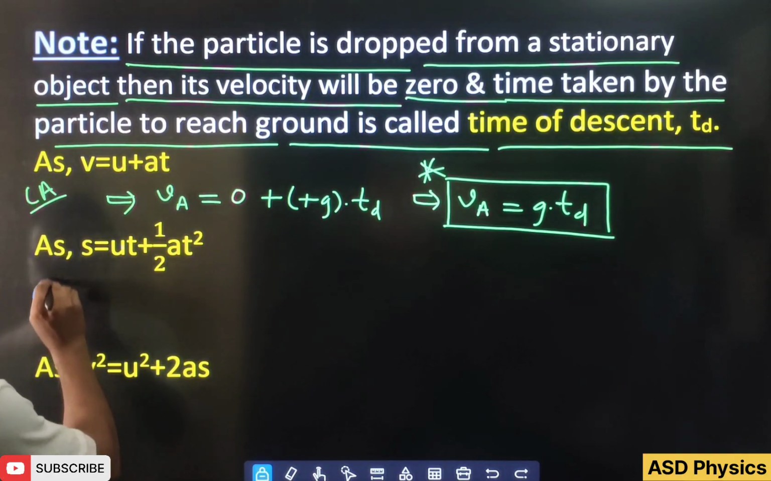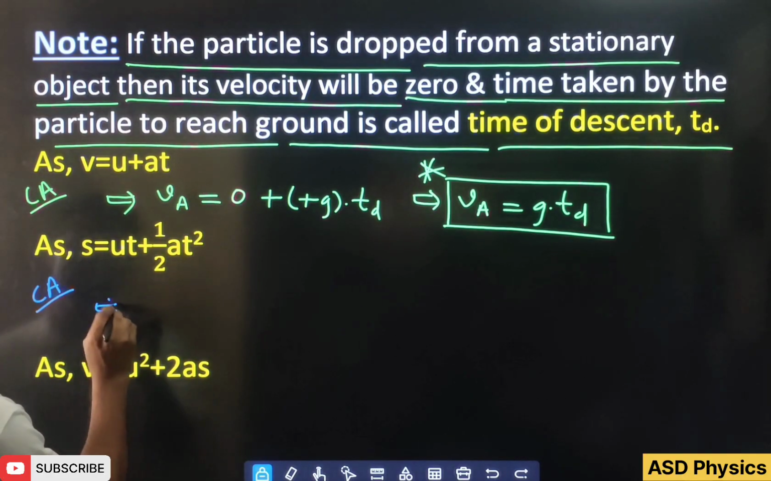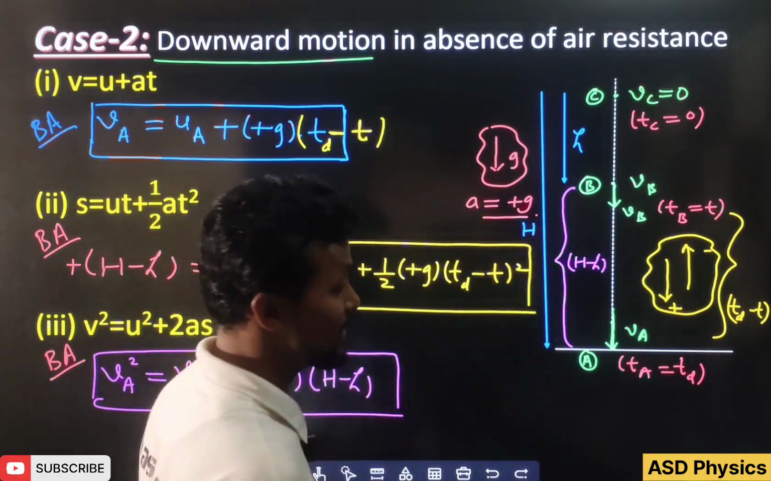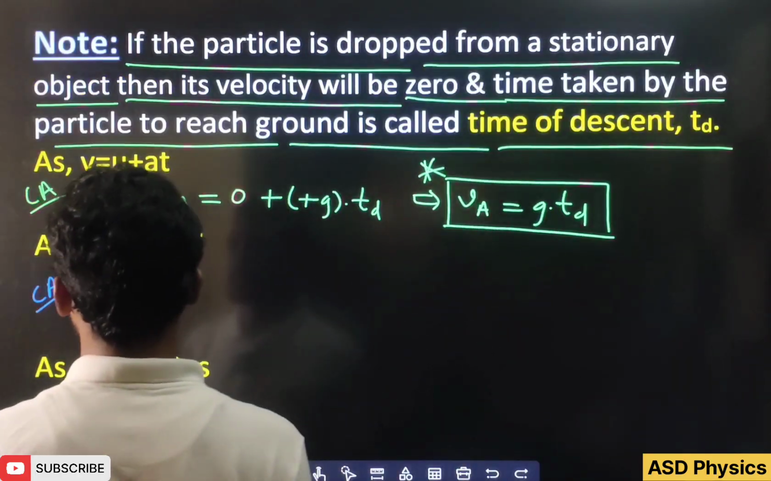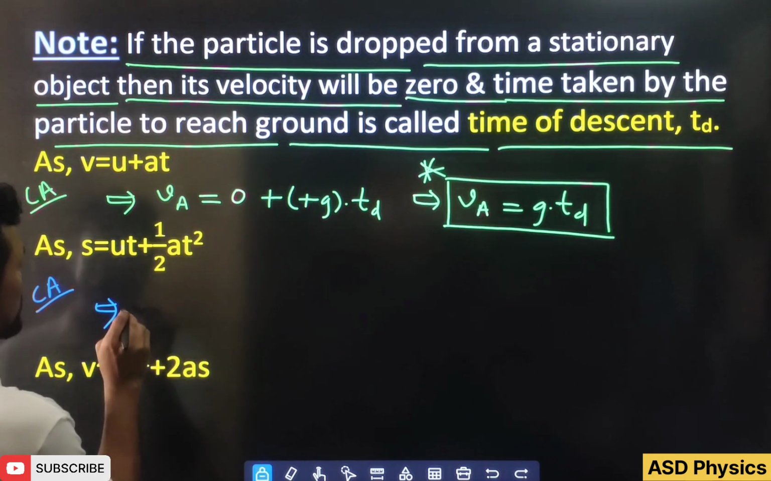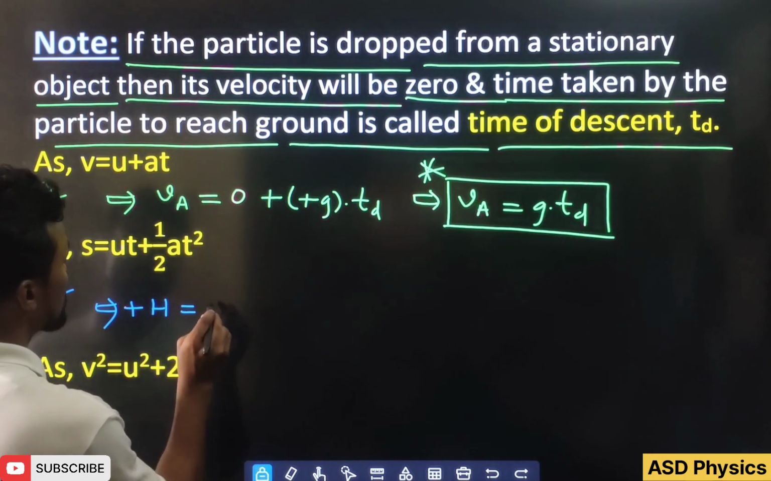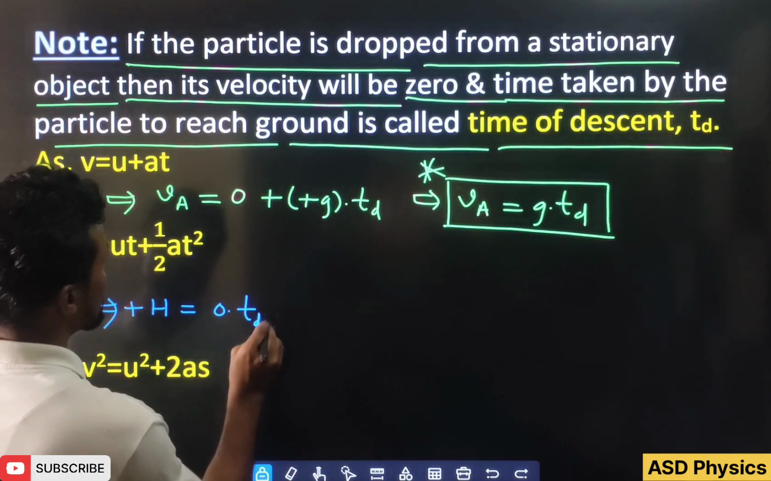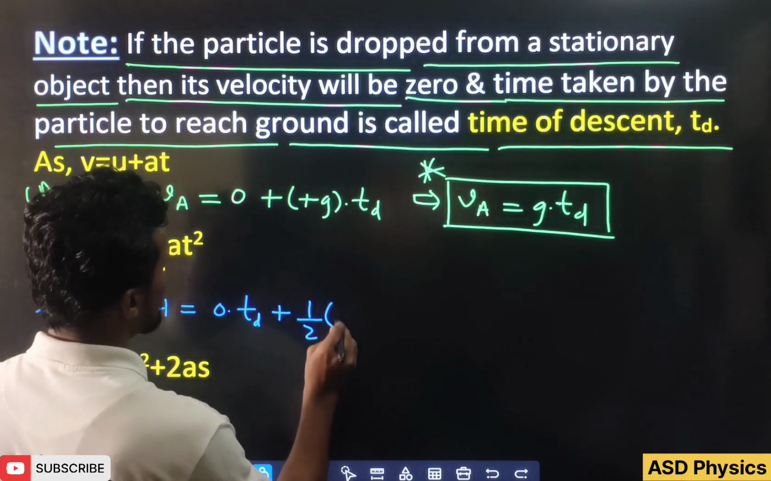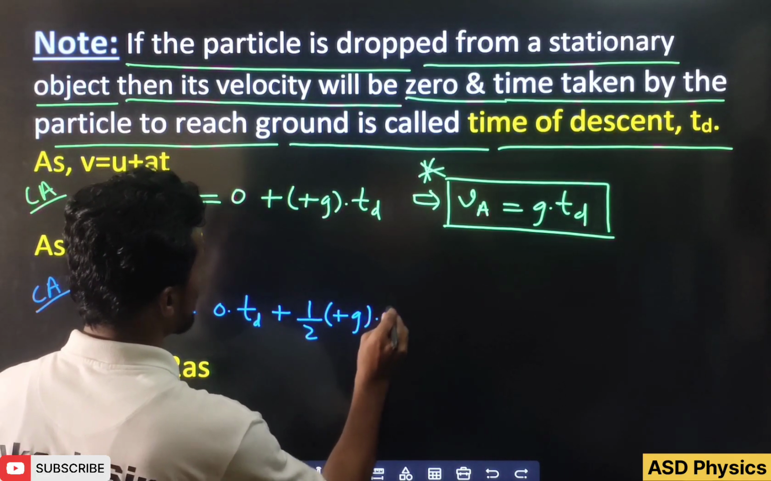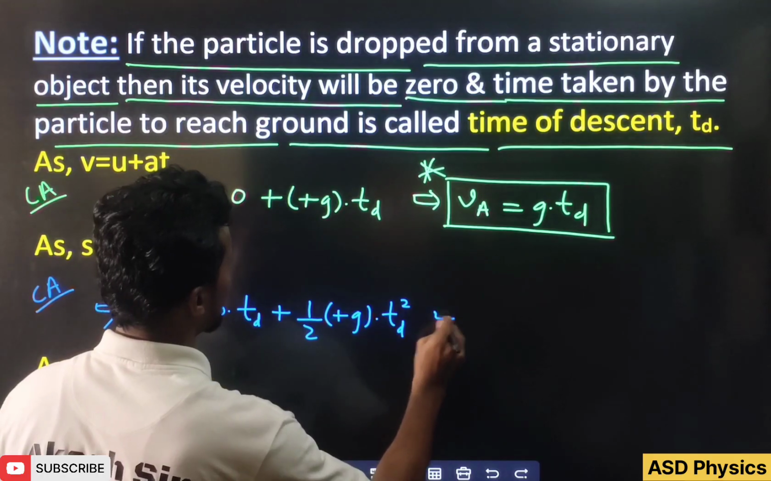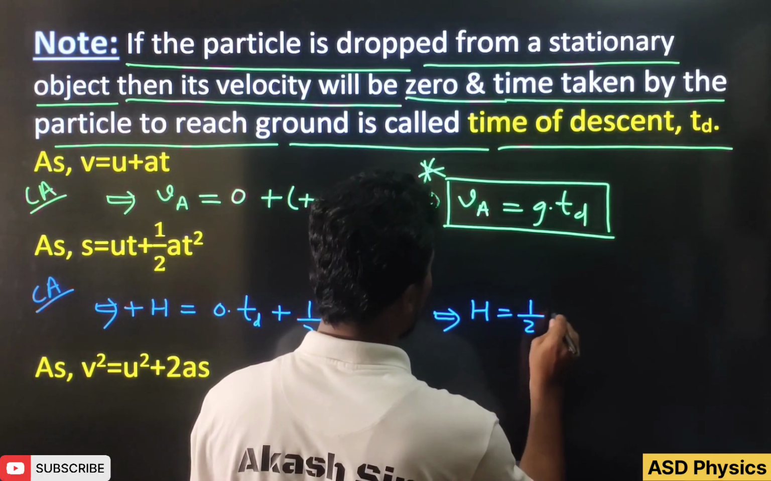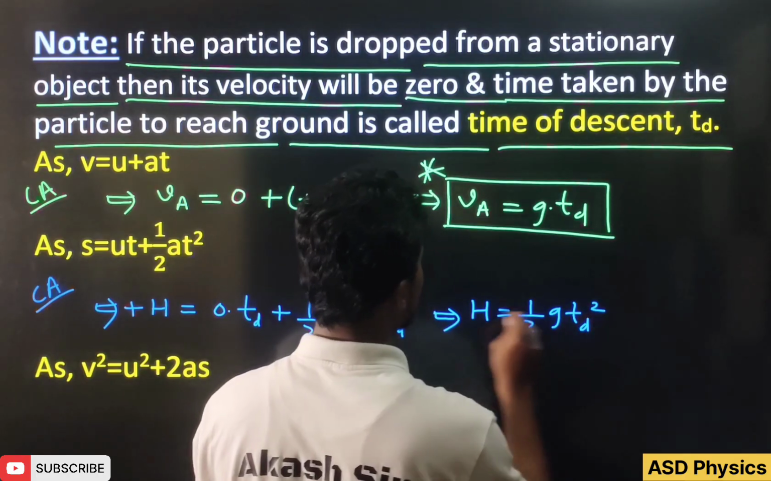Now similarly, if I use from C to A, C to A means capital H is there. So we can write, downward positive means plus H only. So plus H equal to 0 into time taken td, plus half g td square. So from here we get H equal to half g td square.